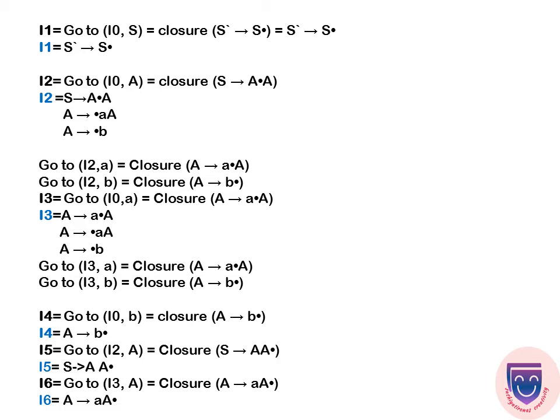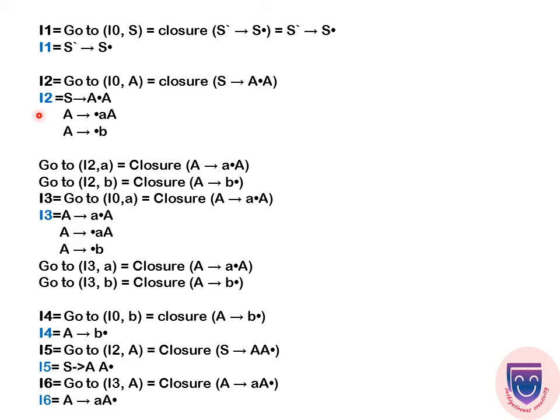In I1, we should move the dot symbol to the next position. Here I1 is nothing but goto of I0 comma S. We are going to make the transition on S here. The transition means we are moving the dot symbol to the next position. So we get I1 is equal to S tends to S dot. Here the production is reduced, so we close the state because the dot is at the end of the production.